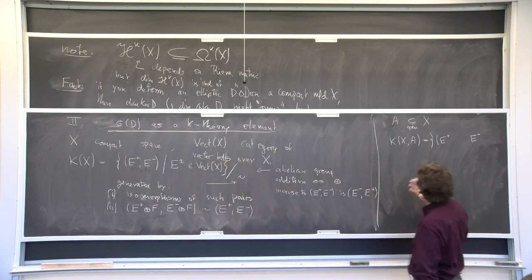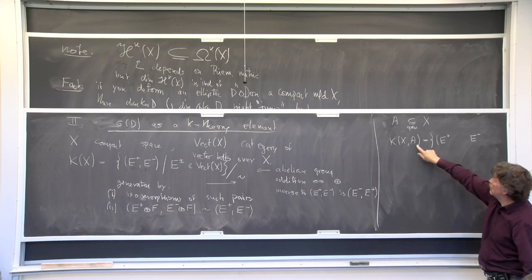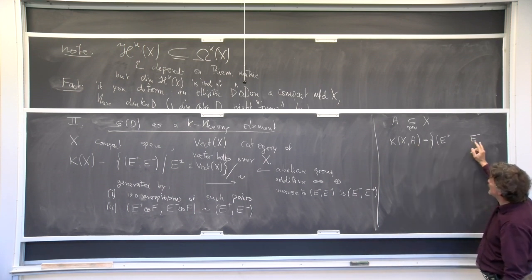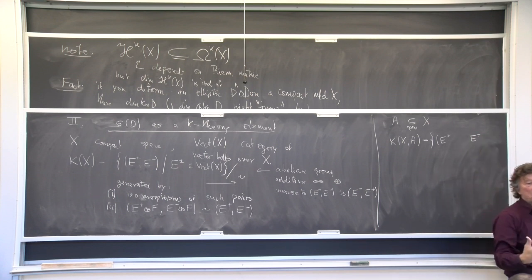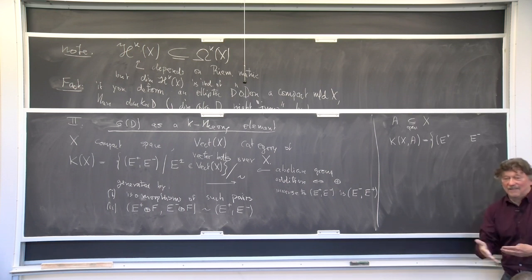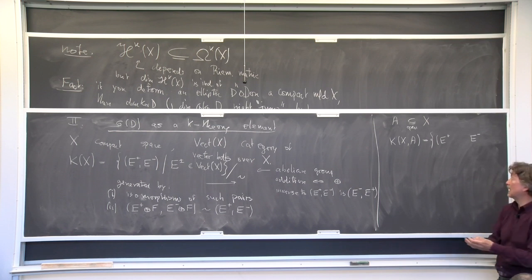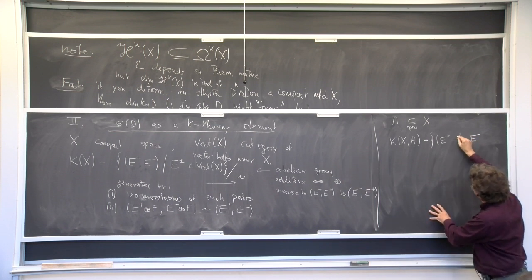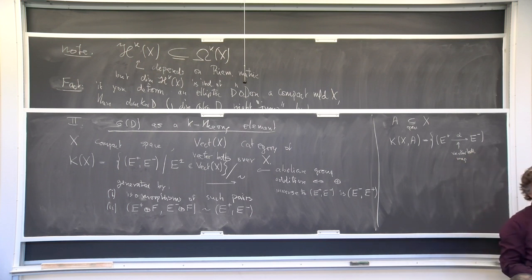So somehow I want to have some data that tells me that if you restrict these bundles, E plus and E minus, to A, then they become isomorphic. But in fact, I want to remember the reason they become isomorphic. So I build the reason into the definition. I want a vector bundle map between them. Notice that I didn't say it's a vector bundle isomorphism, just a vector bundle map.